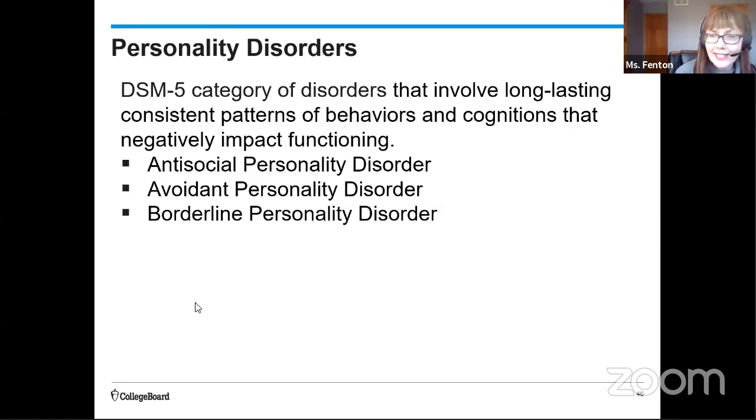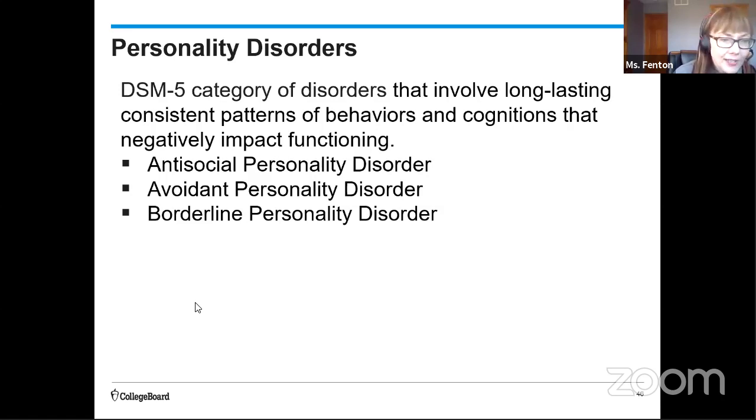Avoidant personality, on the other hand, are individuals who are excessively shy in social situations, very afraid of being evaluated negatively. So sometimes these two get confused. Oftentimes in common language, we use the term antisocial if someone is not wanting to participate in activities. But to psychology, that would be really being avoidant.